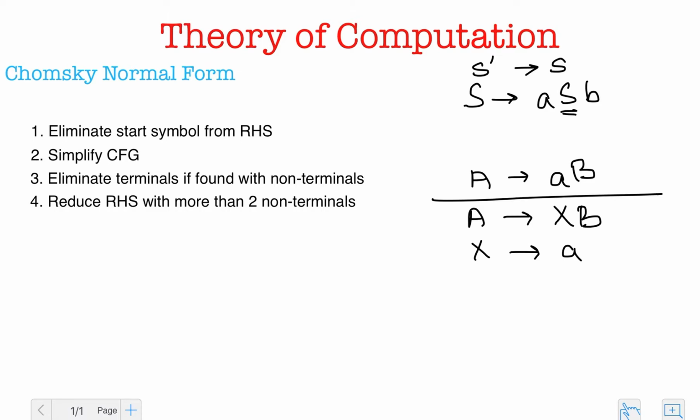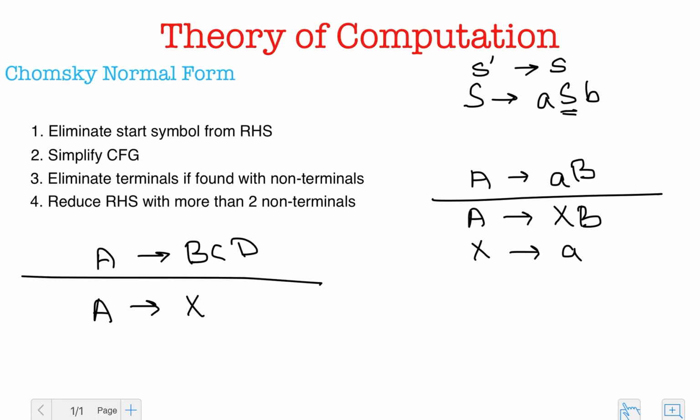And the last one is to reduce the RHS with more than 2 non-terminals. So let's say I have A goes to BCD. So on the RHS I have more than 2 symbols, and what I can do here is I can say A goes to XD and X goes to BC. So this is how I can reduce the top one into the 2 production rules at the bottom, each of which follows the rules of CNF.